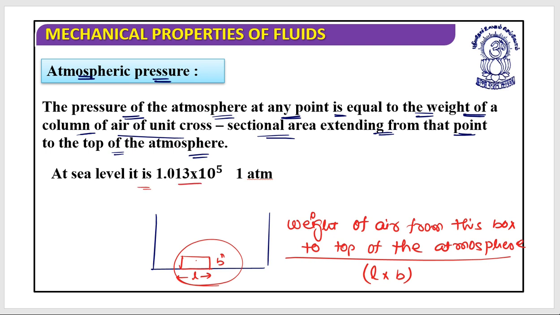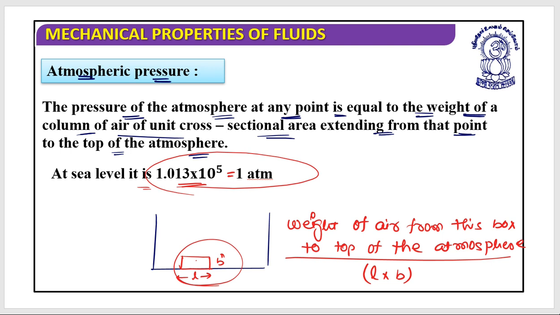At sea level it is 1.013 into 10 to the power 5 Pascal, and that is what we call 1 atm. It's 1 atm, which equals 1.013 into 10 to the power 5 Pascal.